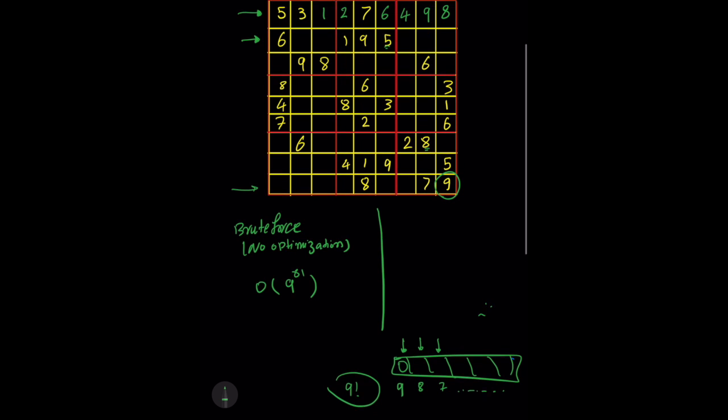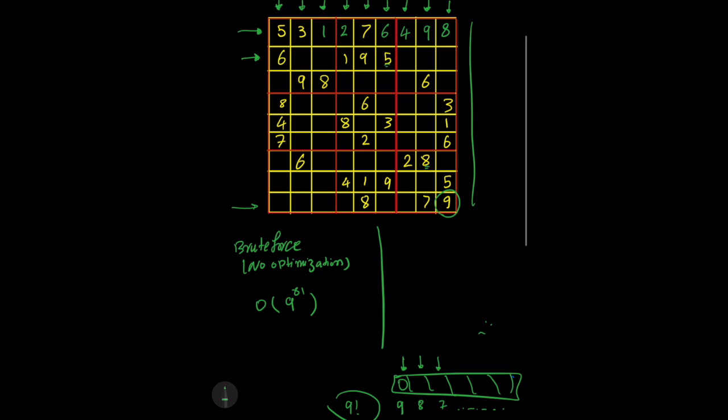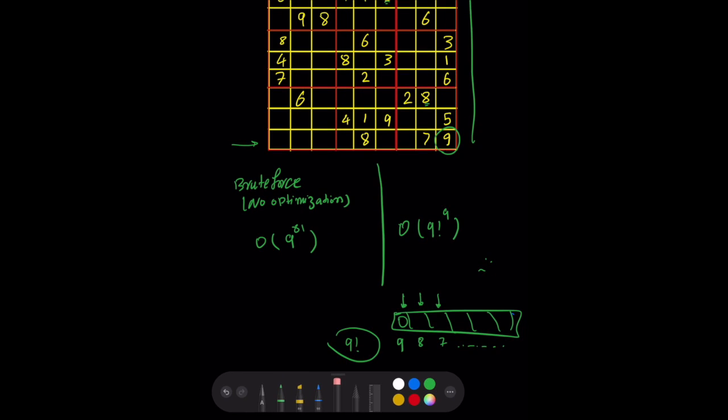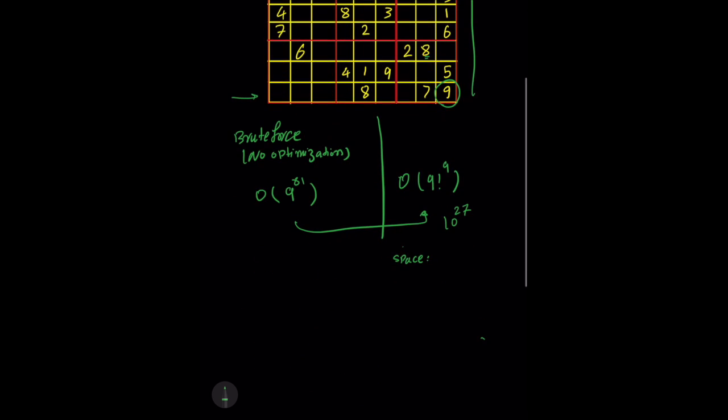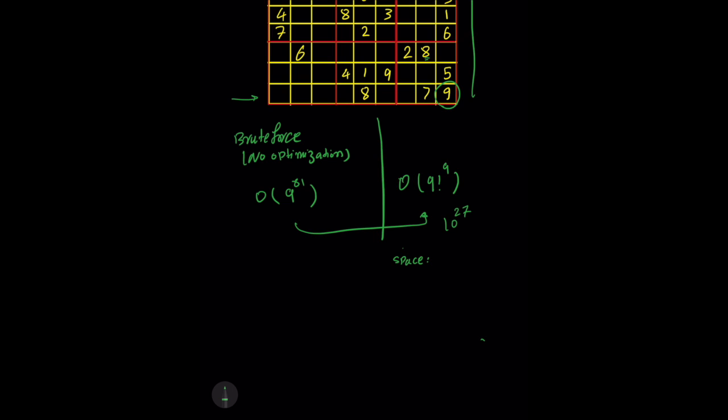And how many rows do we have? 9, right? So the time complexity for our solution would be 9 factorial to the power of 9. And if we compare these two numbers, you'll see that our optimized solution is 10 to the power of 27 times faster than the brute force without any optimization. So how about the space complexity? Well, the grid is 9 by 9, and in the worst case, all of them are empty. So the worst case space complexity is O of 81, which is a constant.